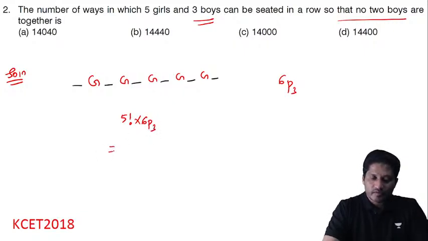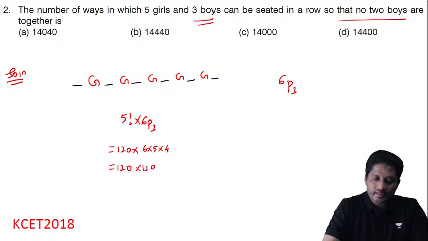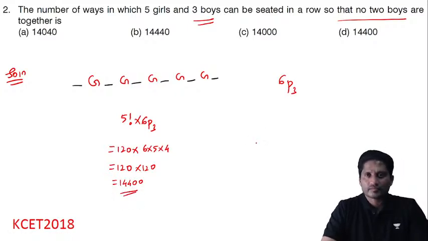5 factorial is equal to 120. 6P3 is 6 into 5 into 4, that is 120. So 120 into 120, 12 square is 144, with double 0, we get 14400. Answer is option D. Let's move to the next question.